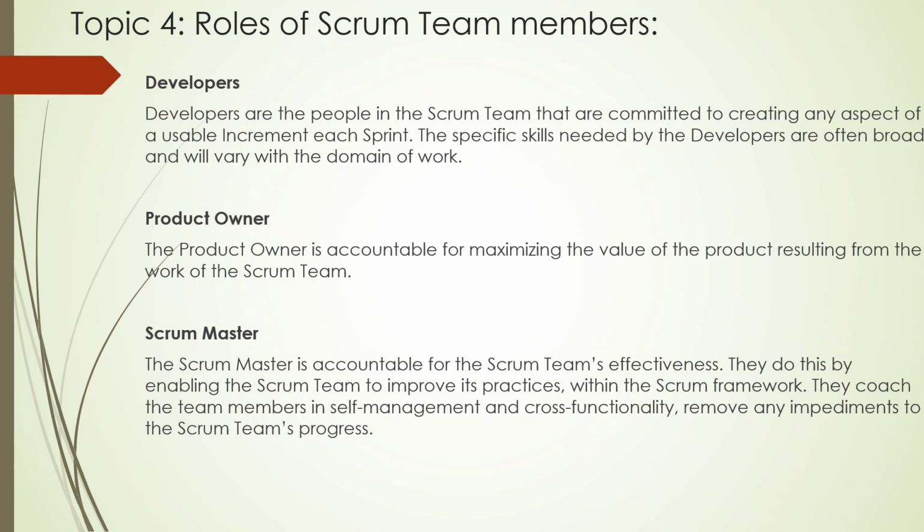Scrum Master. The Scrum Master is accountable for the Scrum team's effectiveness. They do this by enabling the Scrum team to improve its practices within the Scrum framework. They coach the team members in self-management and cross-functionality, and remove any impediments to the Scrum team's progress.